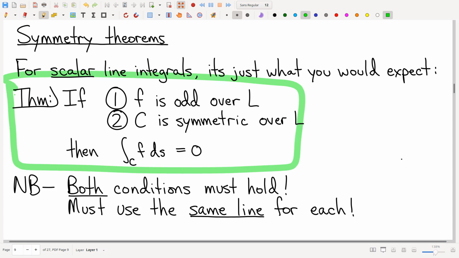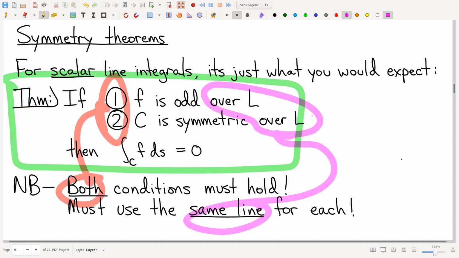Notice I've written down this theorem deliberately, laying it out on the page in a way to emphasize that it looks exactly like the odd symmetry theorem that we wrote down for double integrals, the odd symmetry theorem we wrote down for triple integrals. It's morally equivalent. And it's got the same warnings. Make sure that you check both conditions. You got to have both conditions for it to work. Make sure that you use the same line for each of these two conditions. It does have to be the same line. So it's just like all these other symmetry theorems, it's delicate.